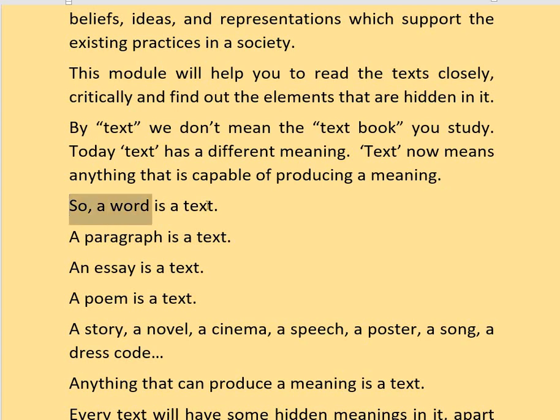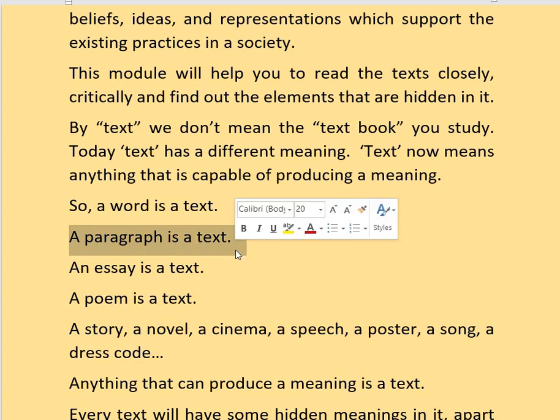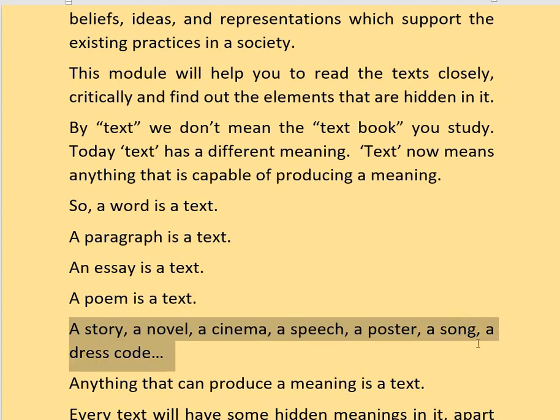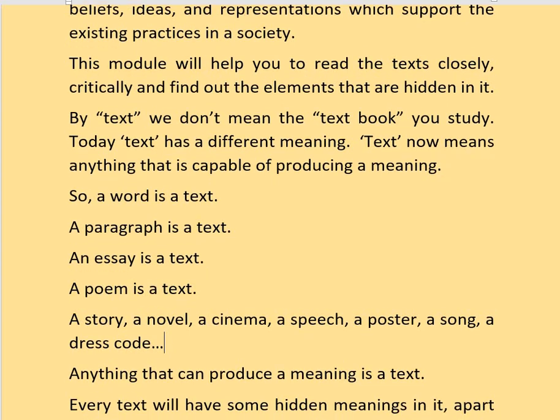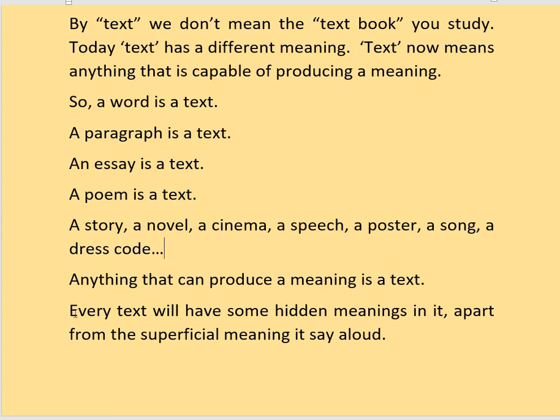A word is a text because it is capable of producing meaning. A paragraph is a text because it is capable of producing a meaning. An essay is a text. A poem is a text. A story, a novel, a cinema, a speech, even a poster, a song, a dress code, everything comes under the category of a text. Every text will have some hidden meanings in it apart from the superficial meaning.